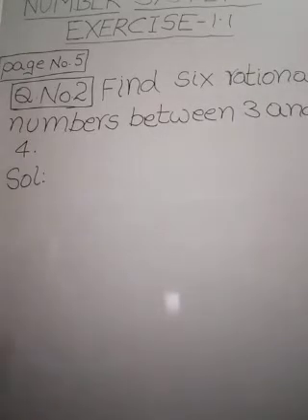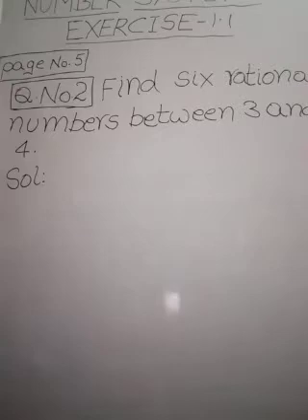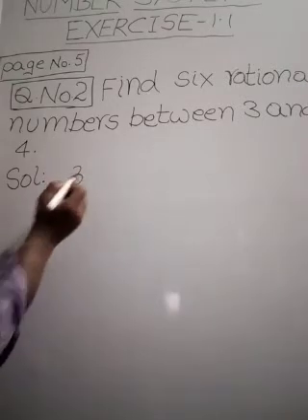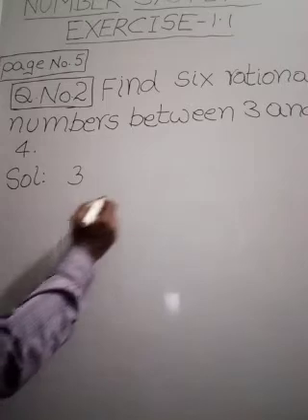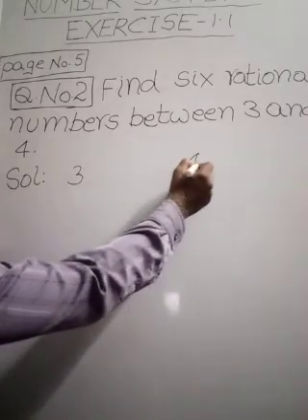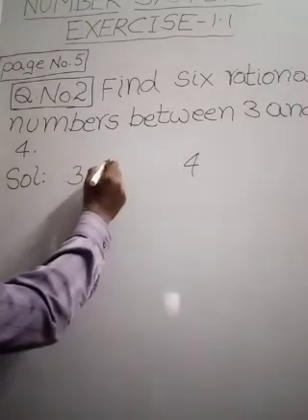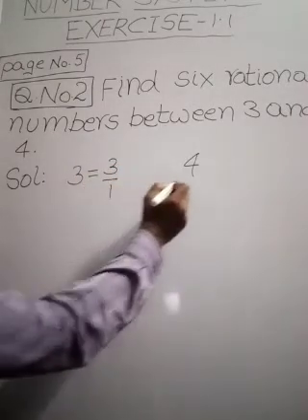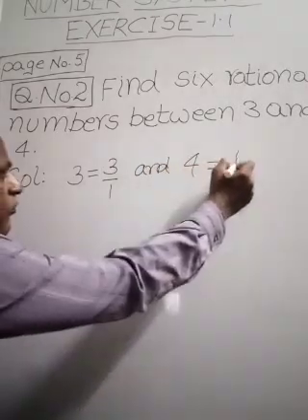Now come to the solution part. Let us write the given numbers first. What are the given numbers here? 3, and what is the second number? 4. Okay, my dear children? What I said here, 3 can be written as 3 by 1 and 4 can be written as 4 by 1.